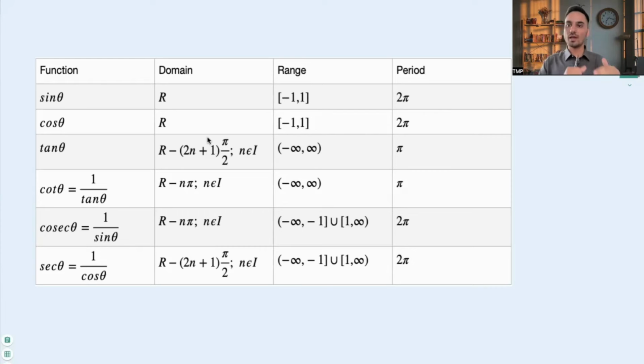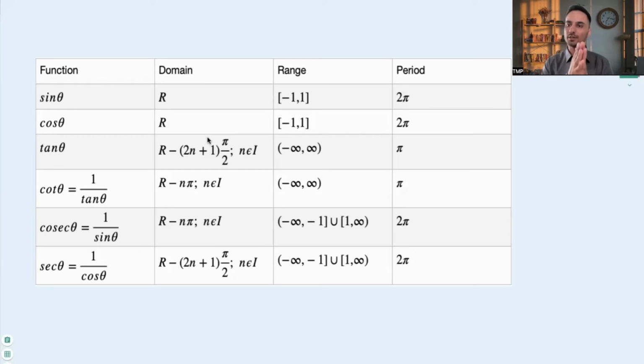And the range of sine theta and cos theta function is -1 to 1, because they show -1 as the minimum value and +1 as the maximum value. And for tan theta and cot theta, the values vary from minus infinity to plus infinity. So their range is minus infinity to plus infinity. For sec theta and cosec theta, the range is minus infinity to -1, union 1 to infinity.